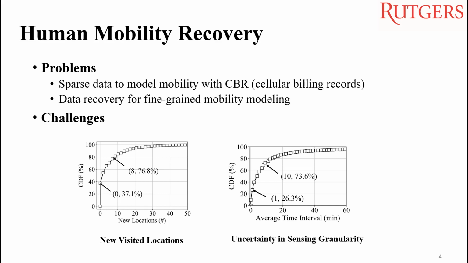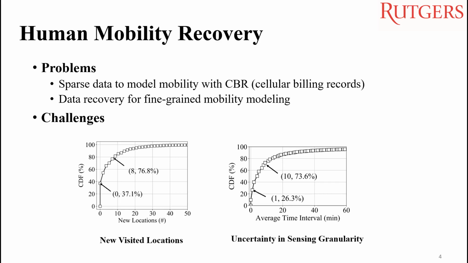In this paper, we want to provide a method for data recovery on CBR data for a fine-grained human mobility modeling. To achieve this goal, there are two major challenges. First, as the left figure shows, more than half of cell phone users visit more than one new location every week, and around 20% of users visit more than 8 new locations. This will introduce challenges for mobility estimation and data recovery because we don't have historical data for the new locations for the specific user.